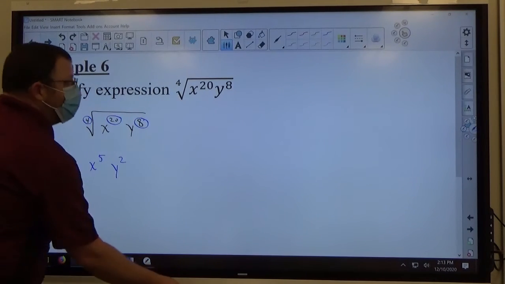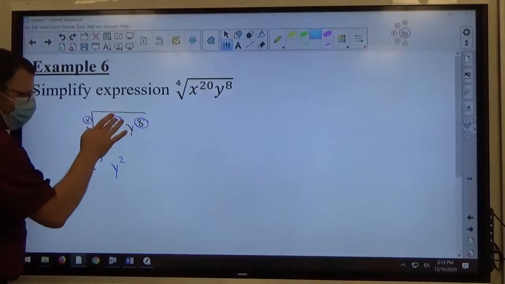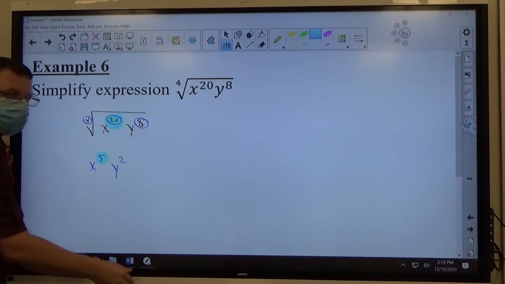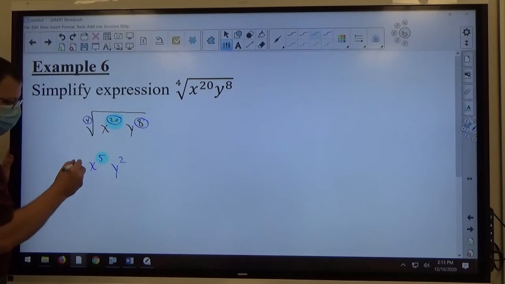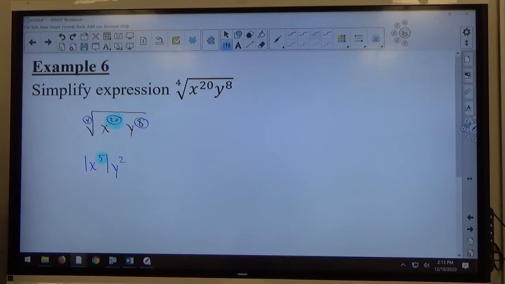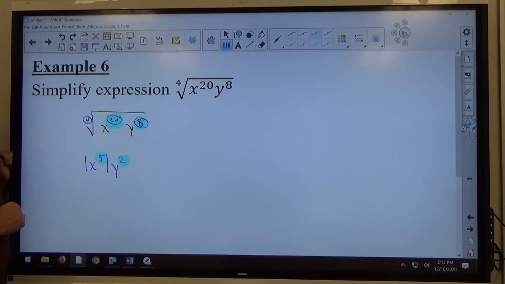Now looking at the problem versus the answer, 20 is even inside, 5 is odd outside, so I'm required to use absolute value bars. You can either put them around the whole thing or just around the x, it doesn't matter, but let's put them around the whole thing. If you look at this, 8 is even, 2 is even, no concerns there.